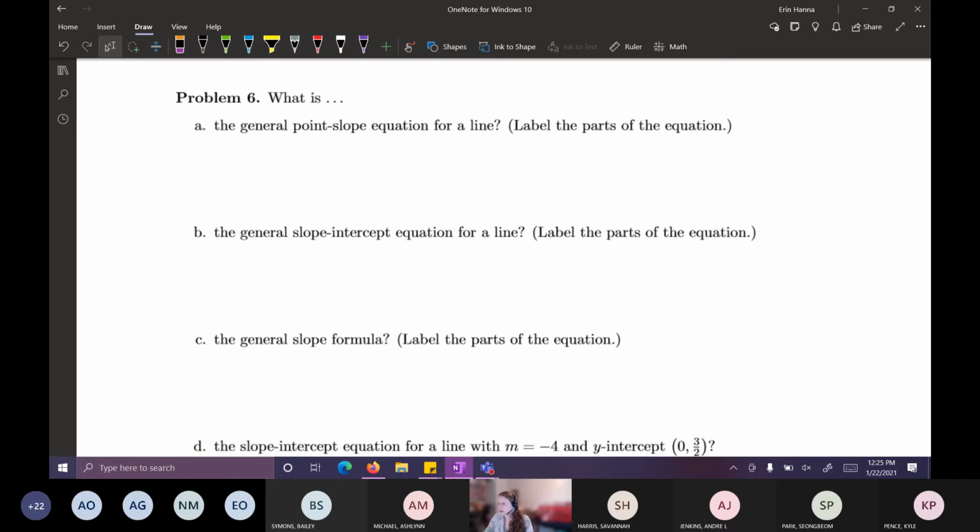So of course this first one, hopefully everyone got, because it's essentially just regurgitating definitions. So we got our y minus y1 equals m(x minus x1). So our m's our slope. Our y1 is our y value of the point. And of course the x1 is the x value of the point.